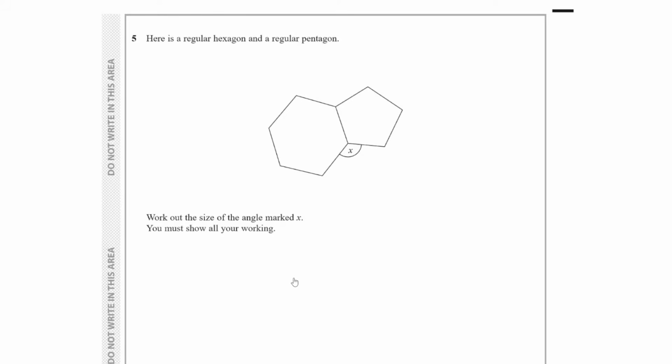Question 5, here is a regular hexagon and a regular pentagon. Work out the size of the angle marked X. So with pentagons, hexagons, whatever it is, polygons basically, we have this formula that you might have forgotten about. It's more so a Key Stage 3 thing, but it does still come up in GCSE, where we can work out the degrees or the angles, whatever you want to call it, in any polygon.